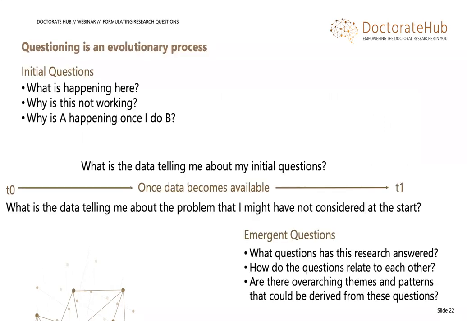And this is because as the research progresses, the knowledge is building up. Data is becoming available. And with this data, our questions do change. From the initial questioning on what is happening here, why is this not working, or why is A happening once I do B, towards the questions that the research answered, that the data has been pointing to, and you will understand how questions relate to each other or not, and whether there are overarching themes and patterns that could be derived. So this is a gradual process as we go along.